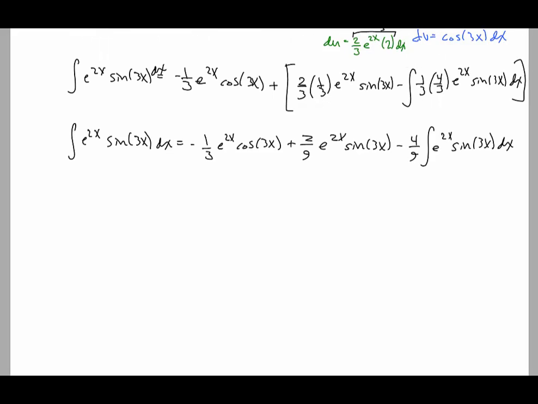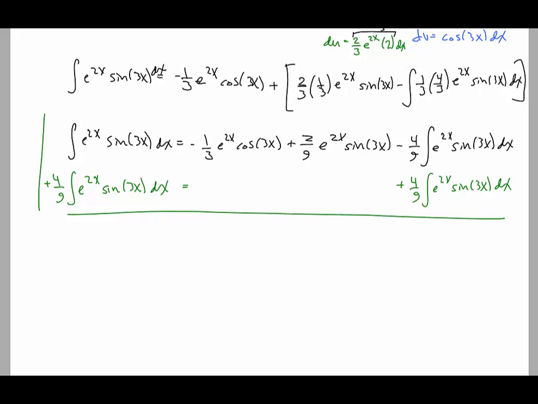So I have like terms, and when you have like terms, you can solve, and I can solve by just going ahead and adding this 4/9 across, and that's why we need that left-hand side here. And I'm just balancing this equation. So if I want to think about this, this is the same as 9/9. So 9/9 plus 4/9 would give us our 13/9. So I'd have 13/9 times the integral of e to the 2x sine of 3x dx is equal to everything that's left on the right side.